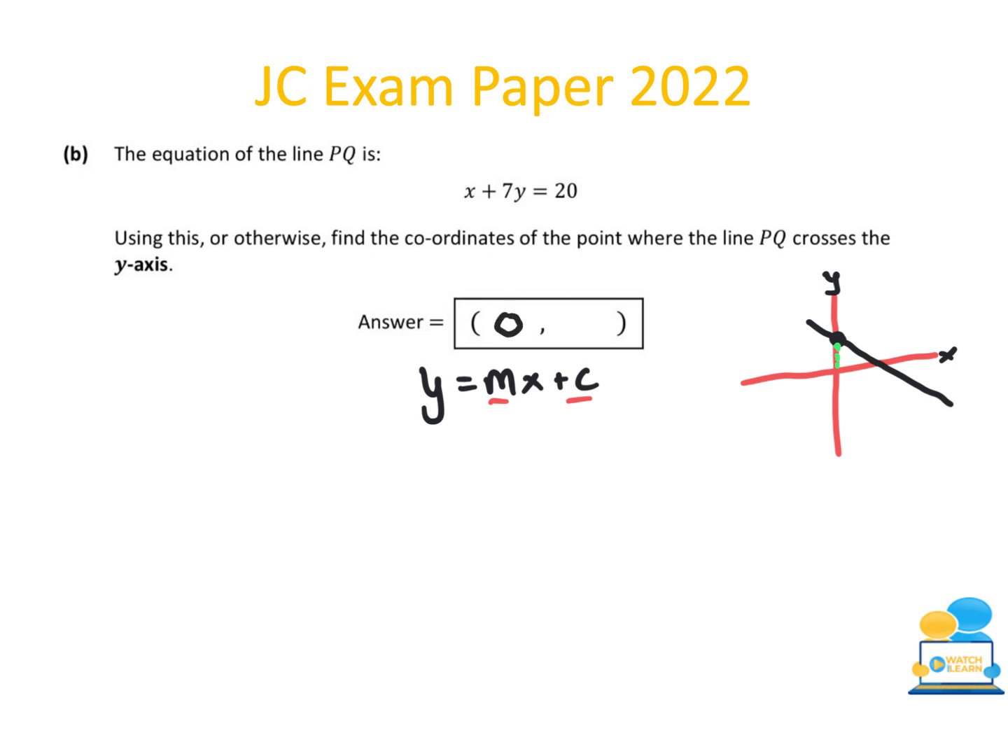Likewise, if they asked us to find where a line crosses the x-axis, we would know that that would correspond to the y value being 0. So we've already picked up some marks here before we even find the full coordinate.